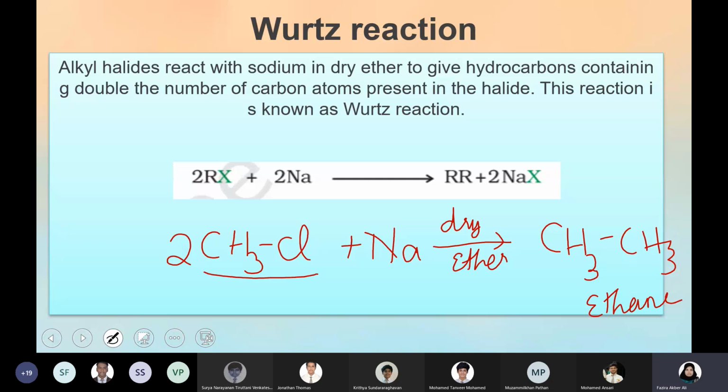So that's what the reactions of haloalkanes. So we are done with the reactions of haloalkanes here. So any doubt to anyone?